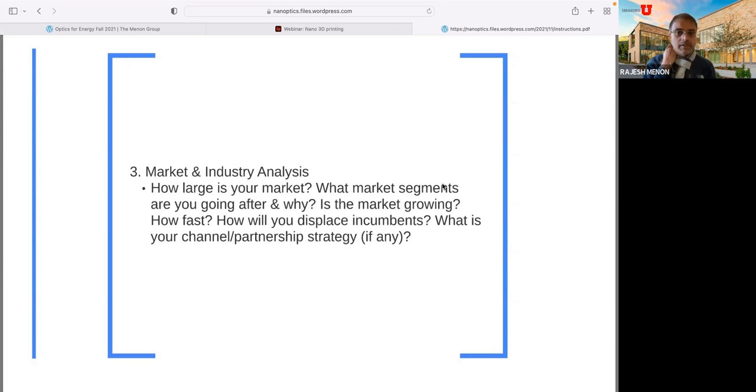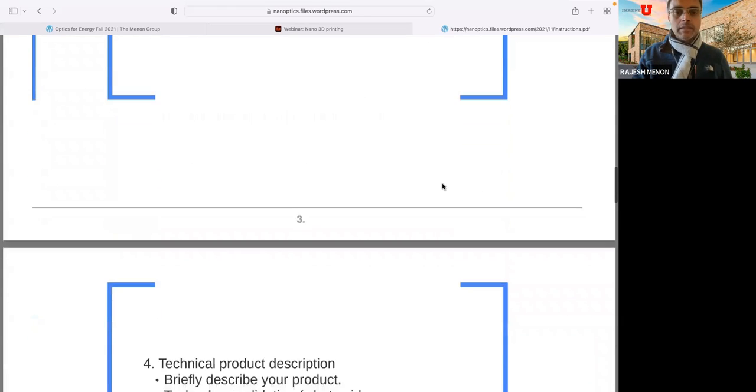Think about the incumbents. Clearly there are daylighting companies, so think about how you would position yourself against them, because they will also be selling to the same contractors, right? So really think about how you differentiate yourself. Channel and partnership strategies come out of the canvas, so I think that's pretty straightforward. Are there any questions about that?